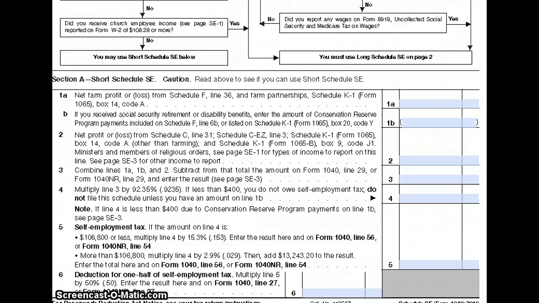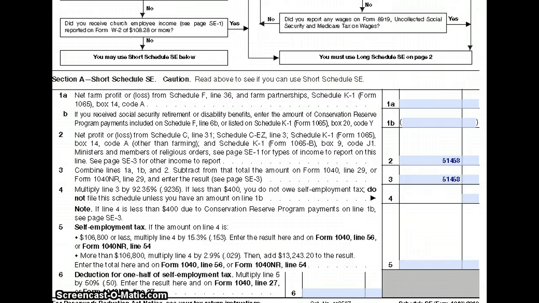So in our first case, case A, Mrs. Singer's net profit from the Schedule C was $51,458, and she had no other earned income. Because there's no other earned income, we can use the short form. On line 2, we enter our net profit, which is $51,458. We add any above lines, which we don't have, so we stay at $51,458.